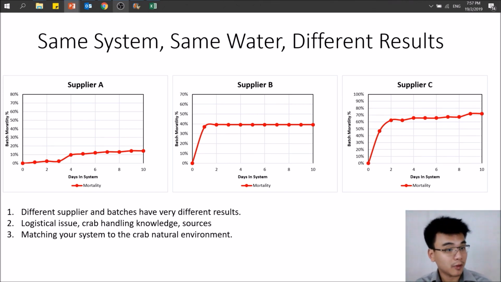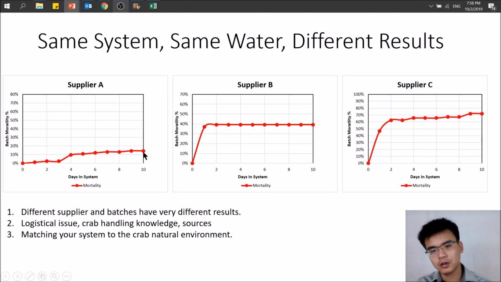But look at supplier A. The 10 days mortality is only about 10 to 15%. So what we are trying to show you is there are all the different crabs from different suppliers, but they're all placed in the same conditions. Why do they vary in terms of mortality in such a great manner?